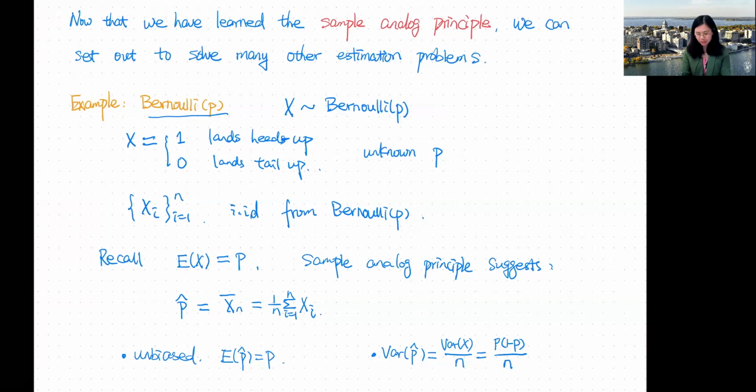And the variance, clearly, is smaller as n goes to infinity, as n grows. So the more times you toss the coin, the better idea you have about the true p. Your estimator is closer to the true p in the probability sense. So that's how you might estimate the p in the Bernoulli p distribution.